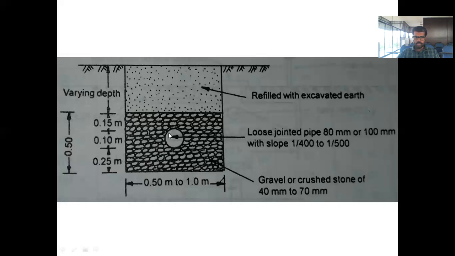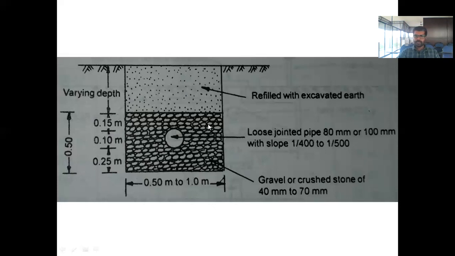So for the 100 pipe, this will be 0.10 meter. Below you have to have 0.25 and above 0.15 meters to be filled with the gravel. So the total will be 0.15 plus 0.1 plus 0.25, it is 0.50. Okay. So this depth will be varying, as I have already said, because of the slope difference.